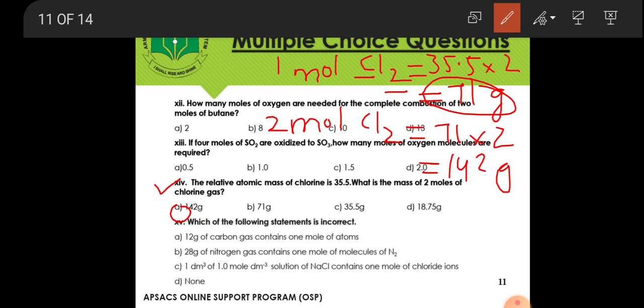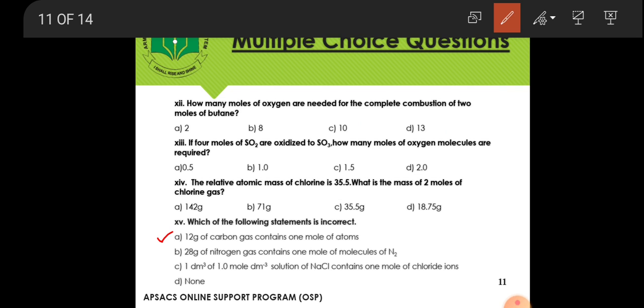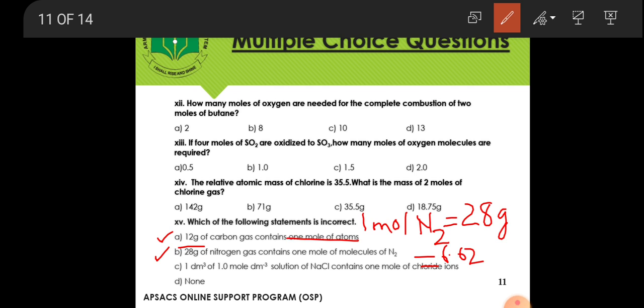Which of the following statements is incorrect? 12 gram of carbon contains 1 mole of atoms. Yes, 1 mole of carbon is 12 gram. 28 gram of nitrogen gas contains 1 mole of molecules of nitrogen. 1 mole of nitrogen, that is 28 grams of nitrogen, contains 1 mole of molecules, means 6.02 into 10 raised to power 23 molecules. This is also correct.